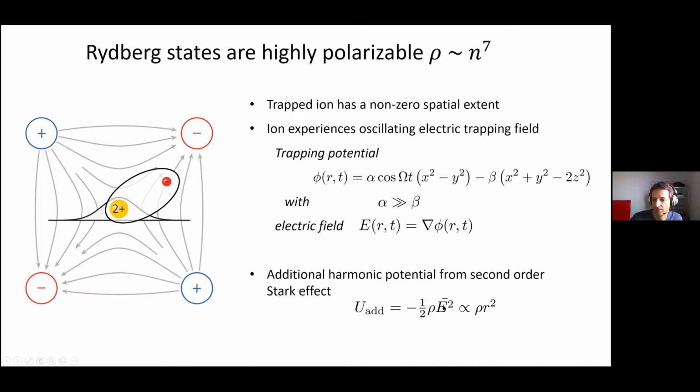The electric field is proportional to R, so the electric field squared is proportional to R squared, of course. Which means that, due to this polarizability, you have an additional potential that is either positive or negative depending on the sign of the polarizability. And this is, of course, additional to the confining potential that you usually have.